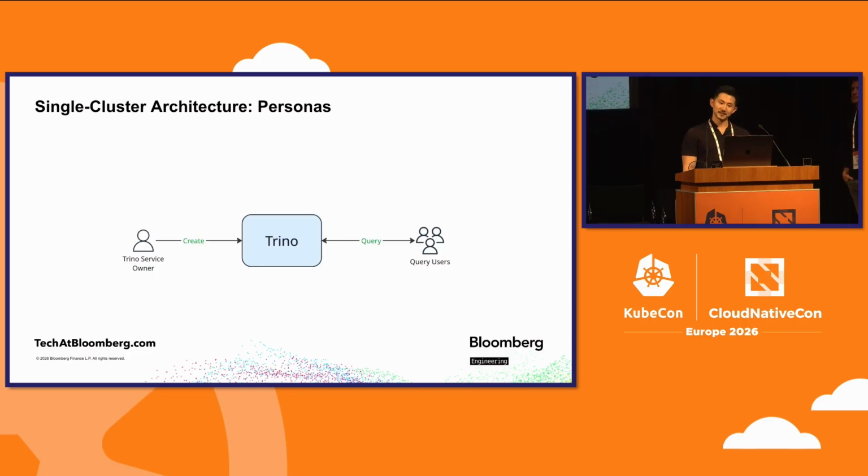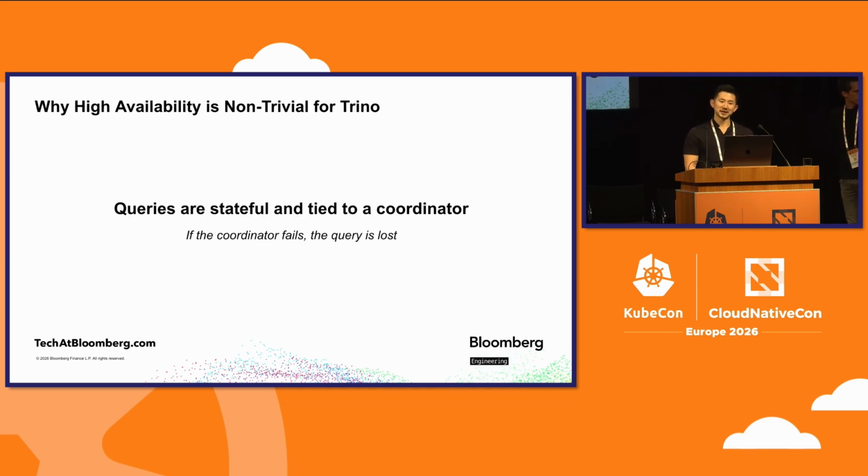In our previous architecture, meeting those expectations required those personas to coordinate around failures. The core challenge with Trino is that queries are stateful and tied to a specific coordinator. If that coordinator fails, the query doesn't transparently fail over, it is simply lost. So availability isn't something we can make perfect within a Trino system. But what we can do is make failures predictable and make recovery and failover a responsibility of the platform instead of leaving it to the users.